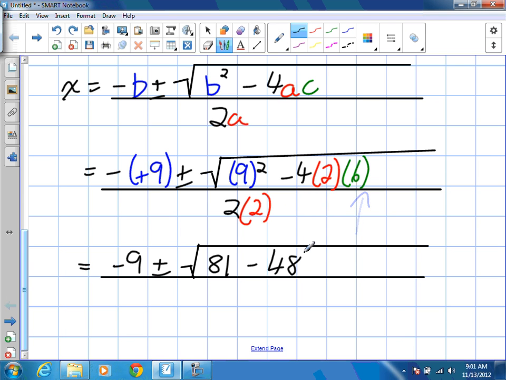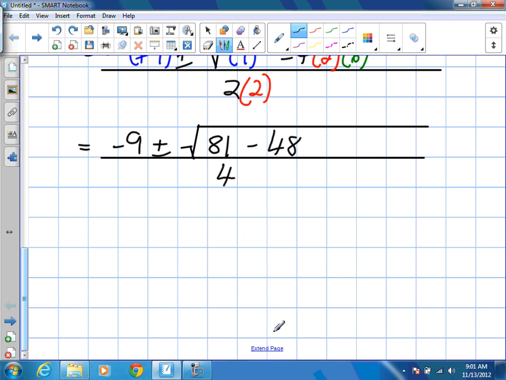And 2 times 2 is 4. Okay? So, we continue from there. We have to subtract 81 from 48, which is going to be 33. So we get negative 9 plus or minus the root of 33, all divided by 4. Okay? You can choose to find the root now or after, but what we're going to do from this point is split the equation.